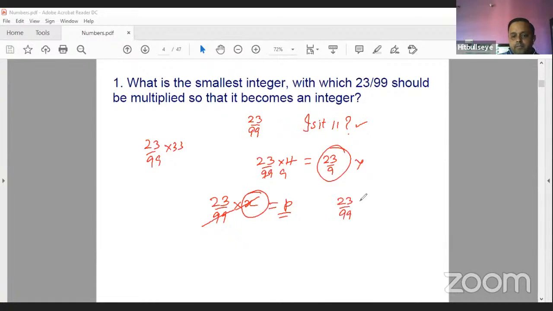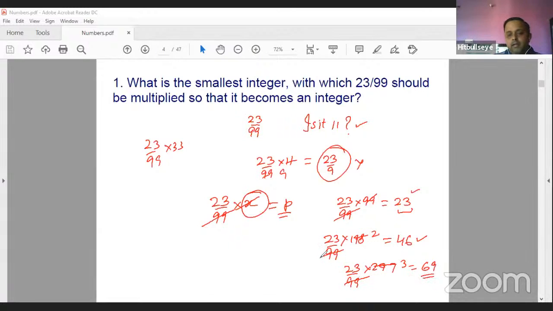If I multiply it by, say, 99, for example, this 99 will cancel out. So the answer comes out to be 23, which is an integer. If I multiply this fraction by, say, 198, which is 99 into 2, this becomes 23 into 2, 46. Again an integer. If I multiply this number by, say, 297, which is the third multiple of 99, after cancelling 99, I will get 3 into 23, which becomes 69. Again an integer.